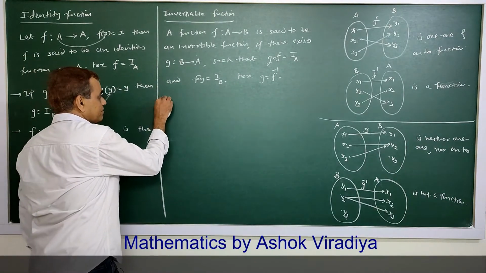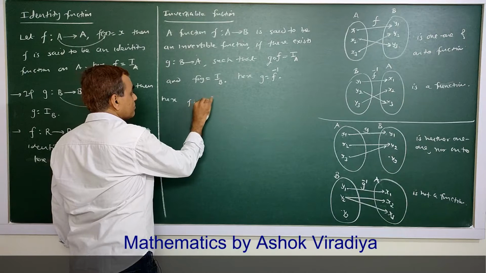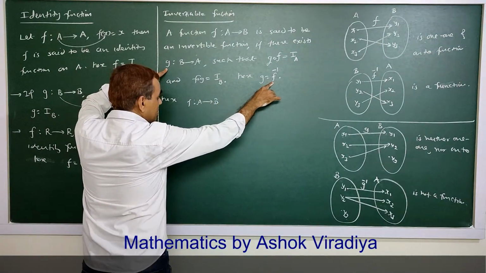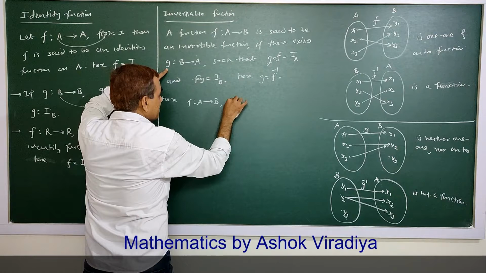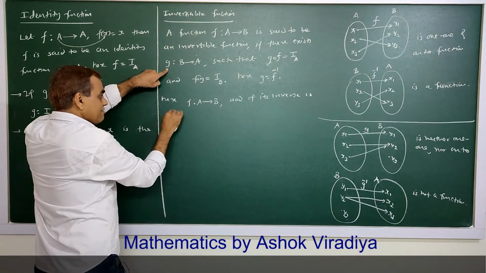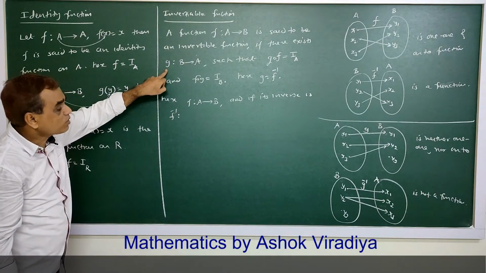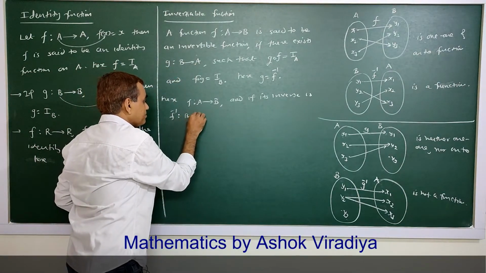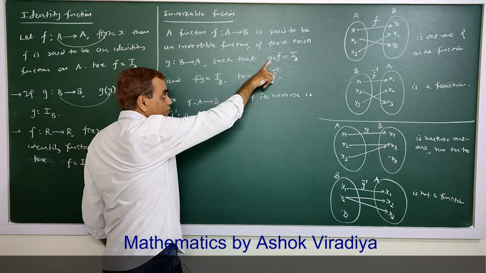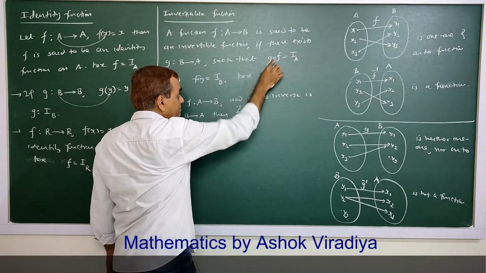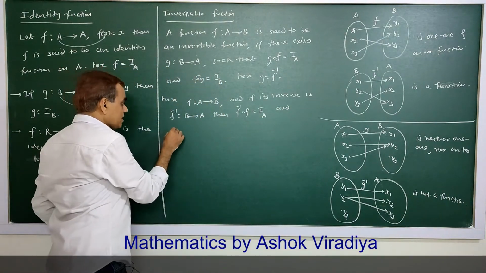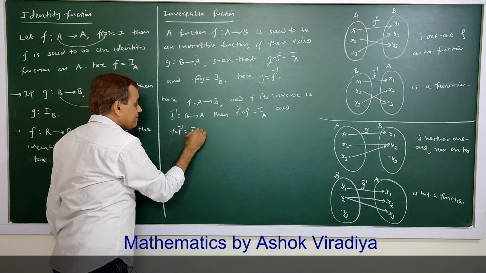So here f is from A to B. Now g I replace by this symbol f inverse. f is from A to B, and its inverse f inverse is from B to A. Then here I am putting f inverse: f inverse o f is the identity function on A, and f o f inverse is the identity function on B.